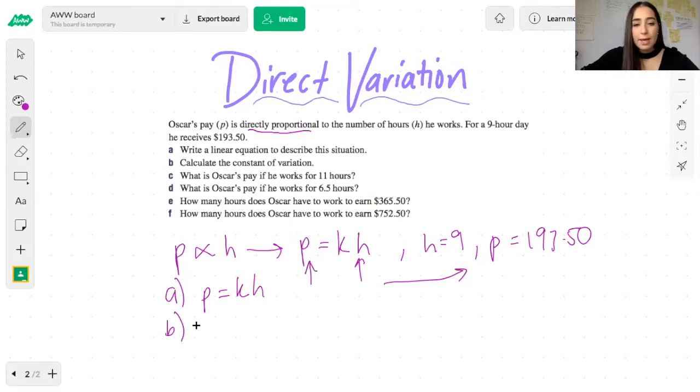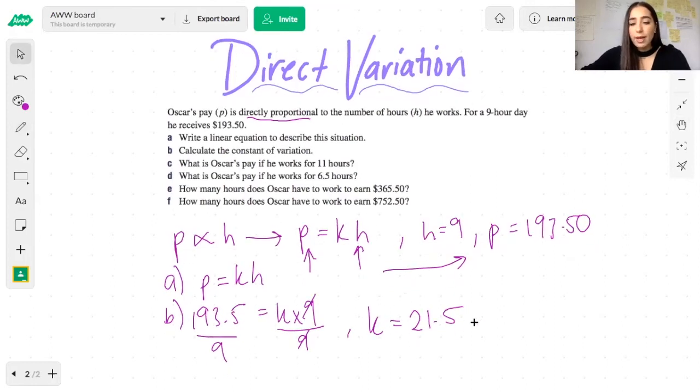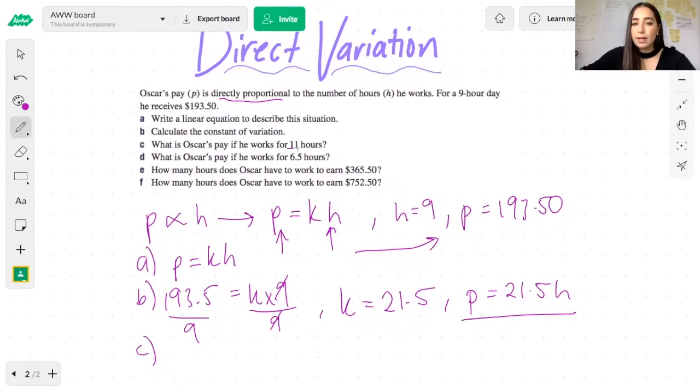So P is 193.5 equals K times H, which is 9. Now to solve for K, we divide both sides by 9, those cancel, and so we get K equals 21.5. So that's our constant of variation. We can rewrite our equation as P equals 21.5 H.